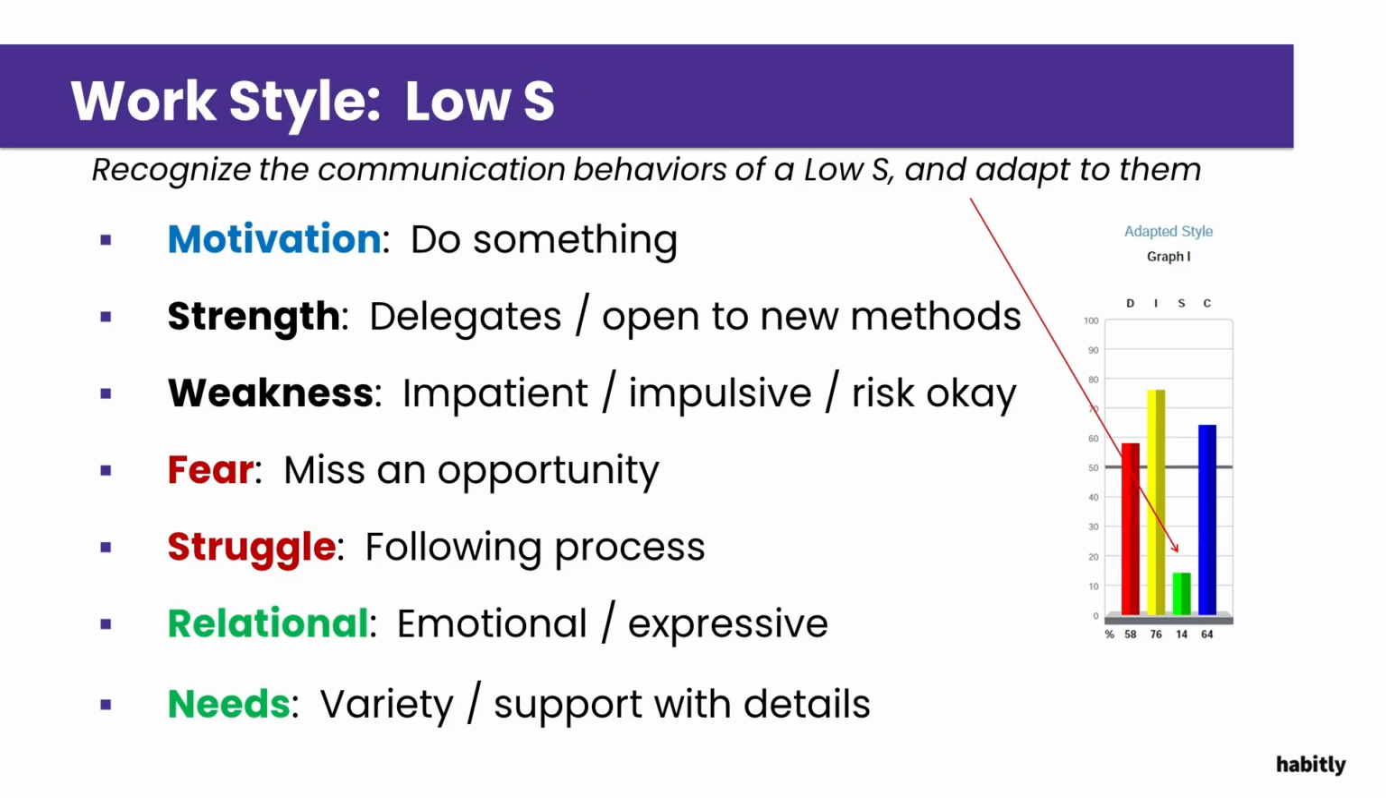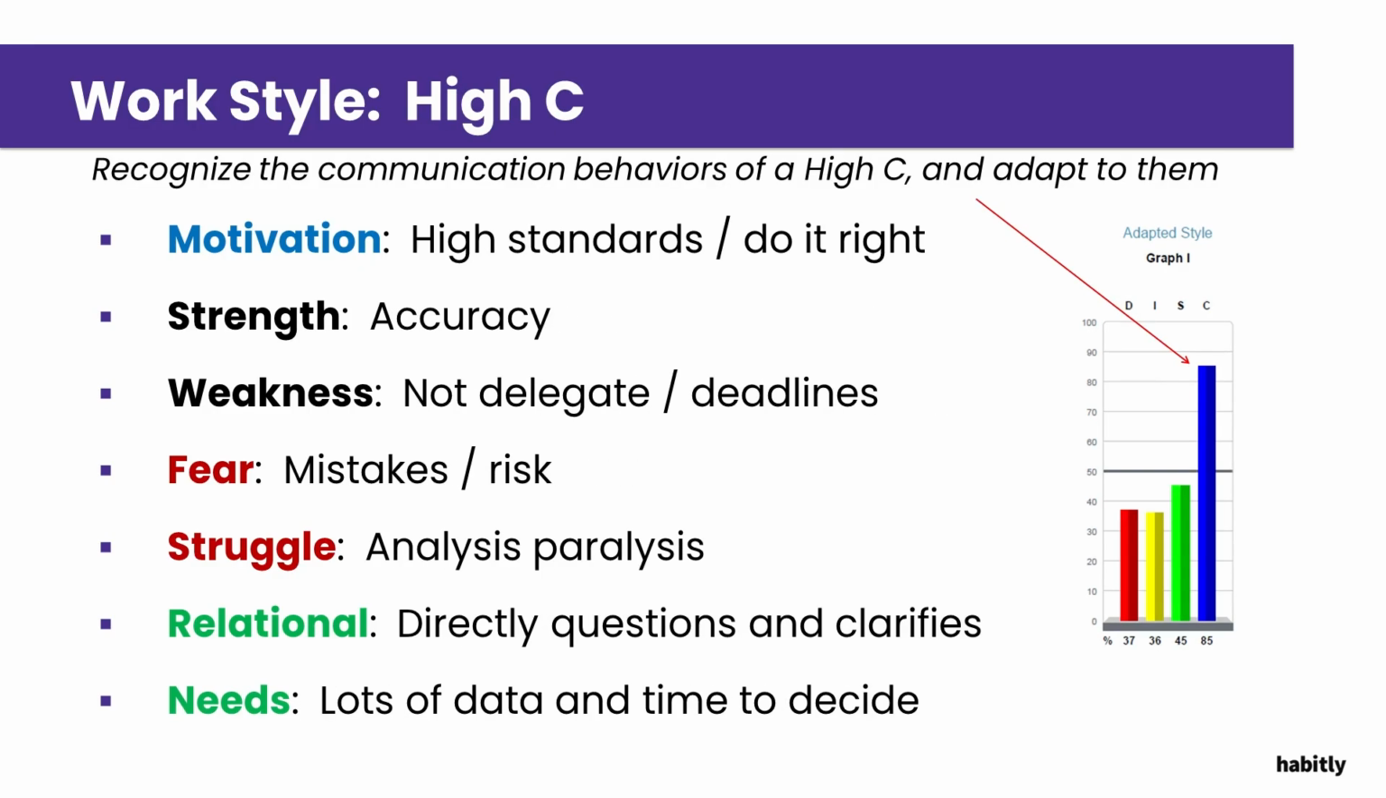Let's move on to C, compliance, okay? The motivation here is high standards and doing things right. They are analyticals. Their strength is accuracy. Their weakness is sometimes they don't delegate because they feel they can just do it better themselves. And they can struggle with a deadline, although they're task-oriented and they want to do things right. They want to take the time to do it right. Their fear is mistakes or any type of risk, so they can struggle with analysis paralysis.